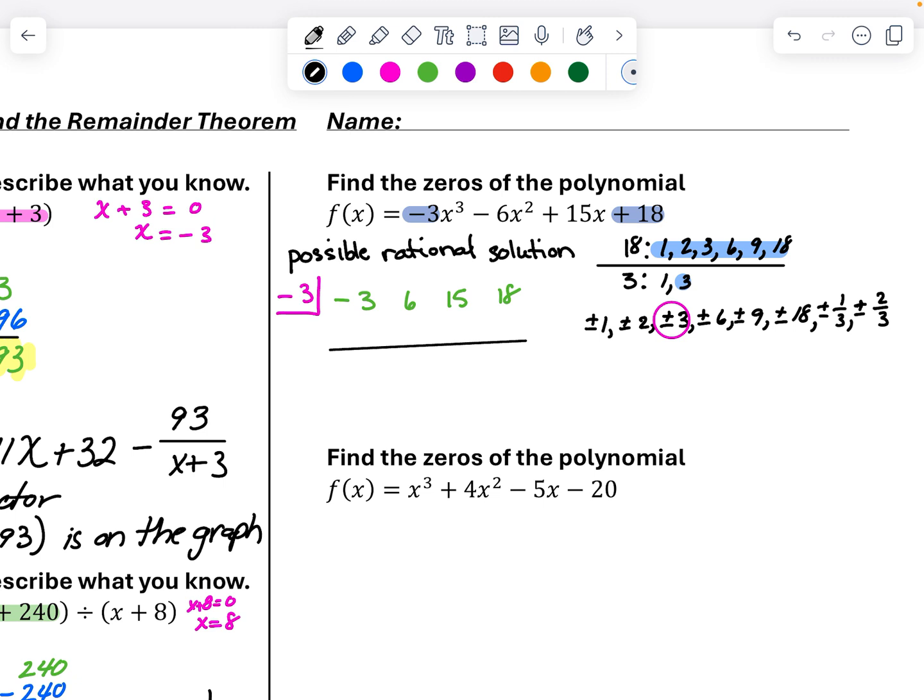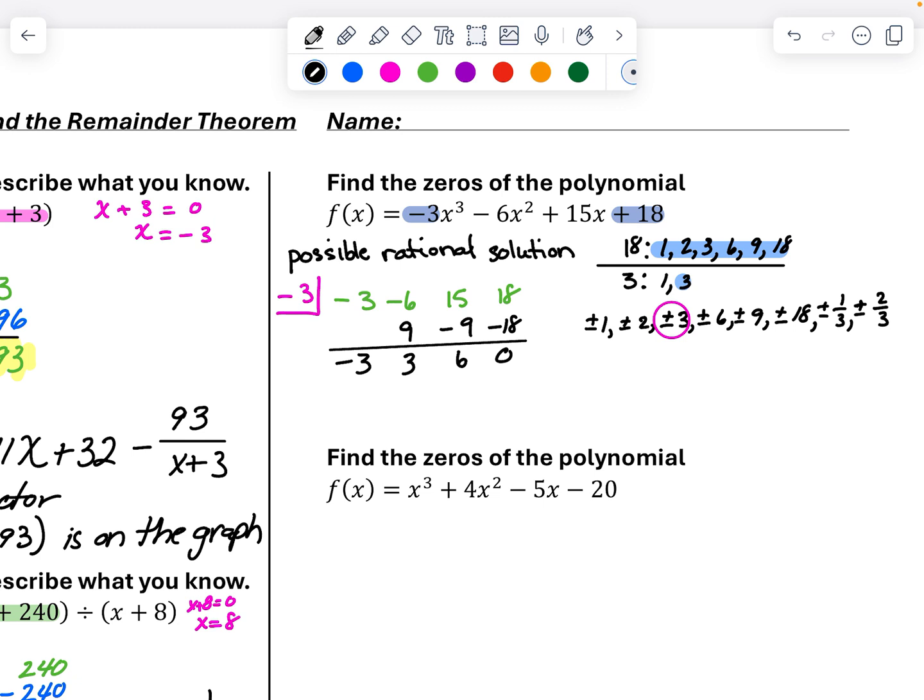Okay. Put a negative there. All right. First number comes straight down, negative 3. Negative 3 times negative 3 is positive 9. Negative 6 and 9 is 3. Negative 3 times 3 is negative 9. 15 minus 9 is, wait for it, 6. And negative 3 times 6 is negative 18. And that gives you 0. Awesome. So, the negative 3 worked.